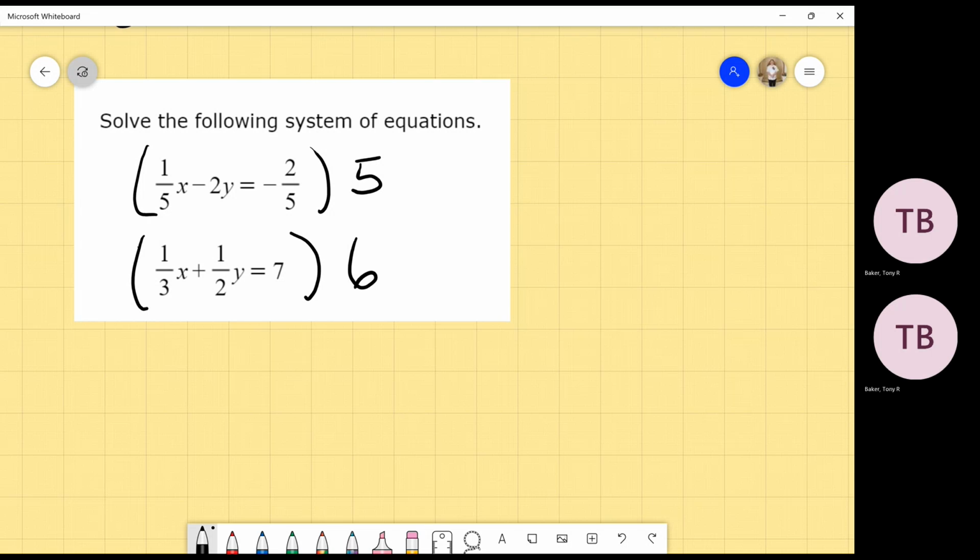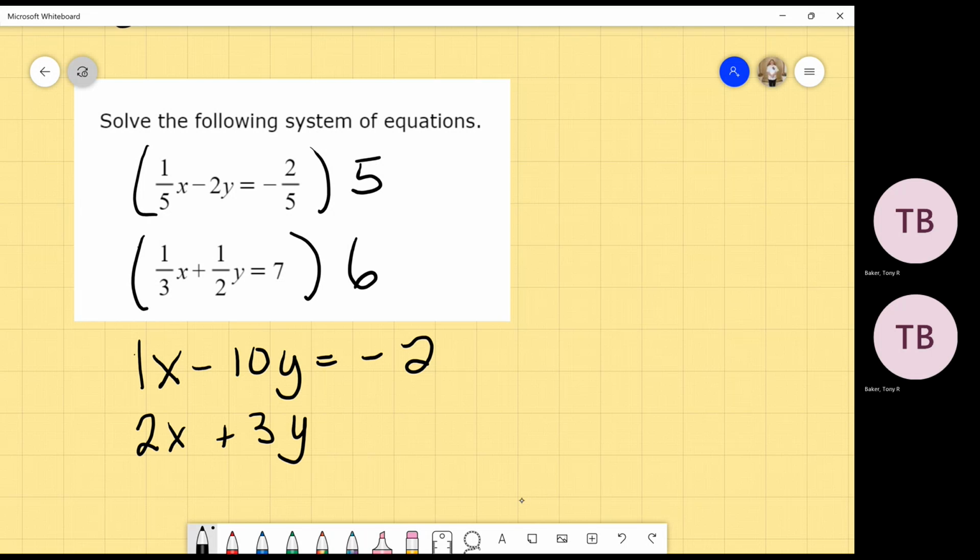The 5 is easy, the denominators are all 5. The bottom one I did 6 because I just multiplied 3 times 2. Remember, you're basically looking for a common denominator. So my first problem comes out to be 1x minus 10y equals negative 2. My second one comes out to be 2x plus 3y equals 42. Hey, look, no more fractions.